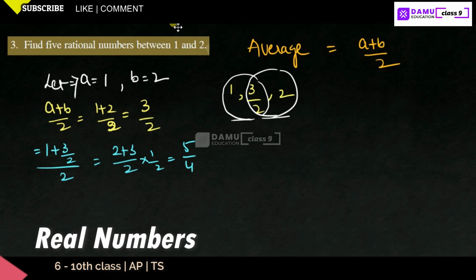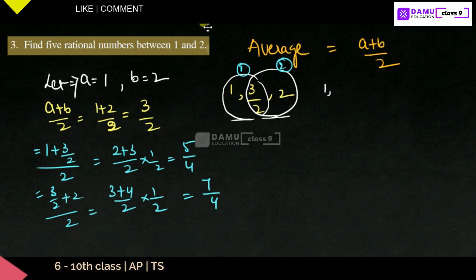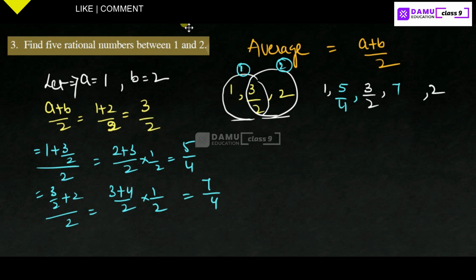Again, another combination is 3 by 2 plus 2, the second combination. So 3 plus 4 by 2 into 1 by 2. What do you get here? This will be 7 by 4. So for 1 and 3 by 2, the value we got is 5 by 4, then 3 by 2, and for the 3 by 2 and 2 combination, one more value, that is 7 by 4. So we have finished 3 rational numbers.